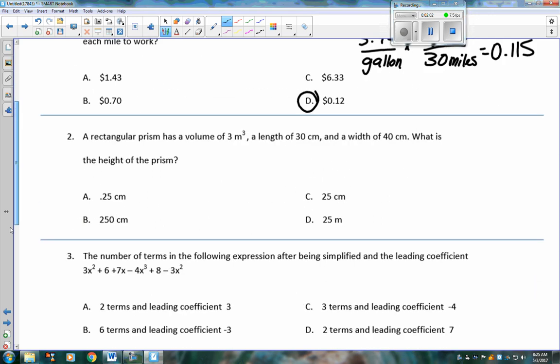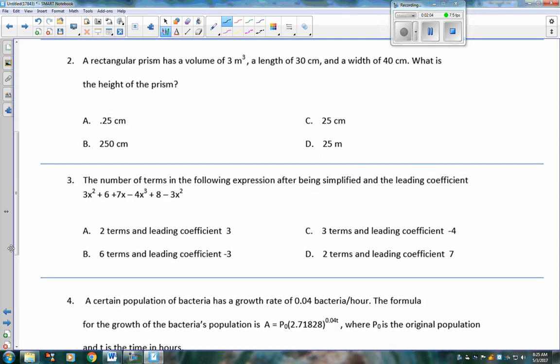Problem 2. A rectangular prism has a volume of 3 meters cubed, a length of 30 centimeters, and a width of 40 centimeters. What is the height of the prism? First off, you have to notice that these are not given to you in the same units. So I have to change my centimeters to meters. You cannot change the 3 meters cubed to centimeters because this is meters cubed. You cannot change that.